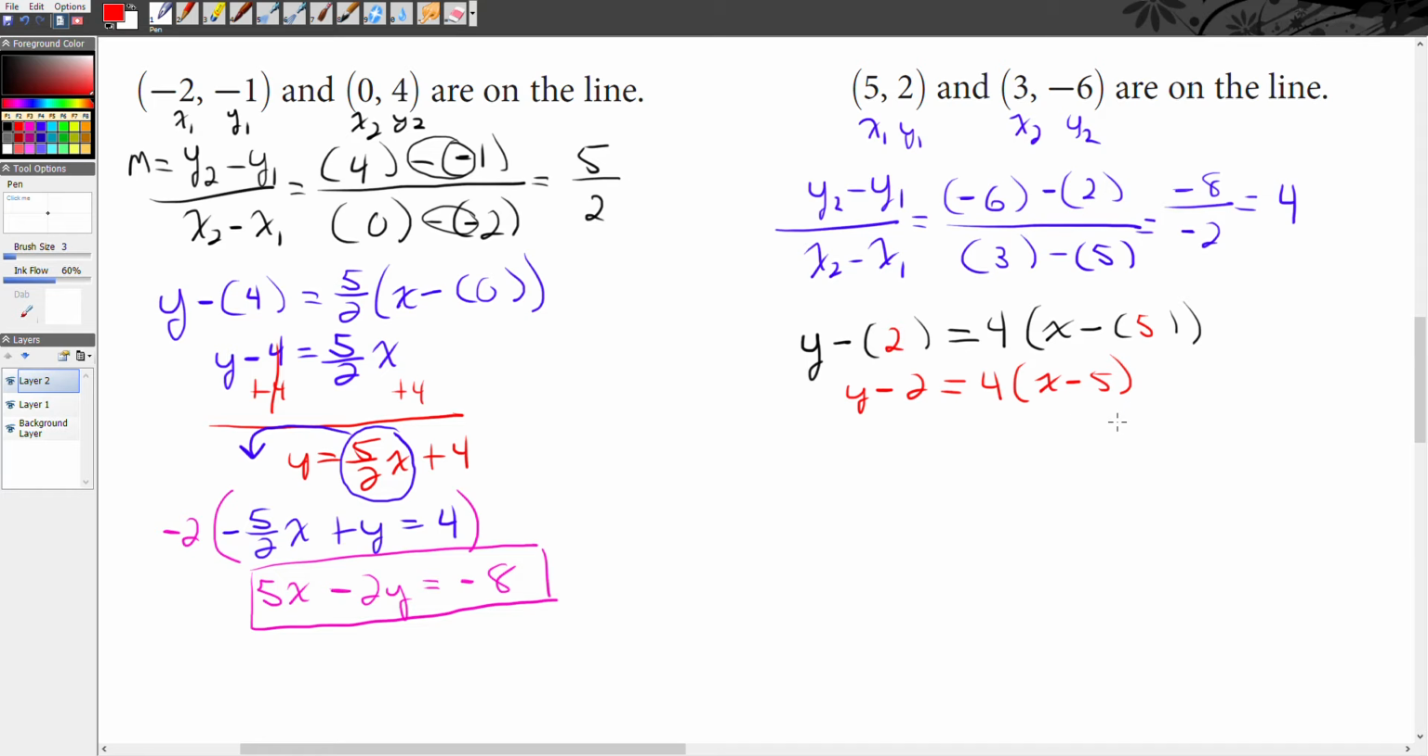And our next step, we want to convert this to slope-intercept, so we're going to distribute. We get 4 times x is 4x, and 4 times negative 5 is negative 20. Bring down the rest of this. And then we want to eliminate this negative 2, so we're going to add 2 to both sides.